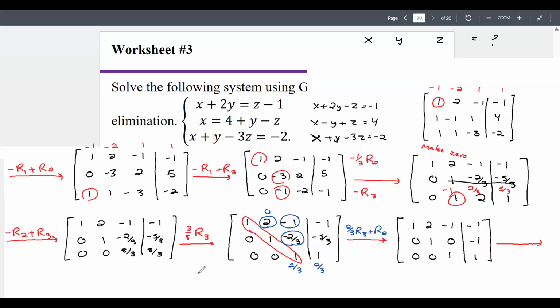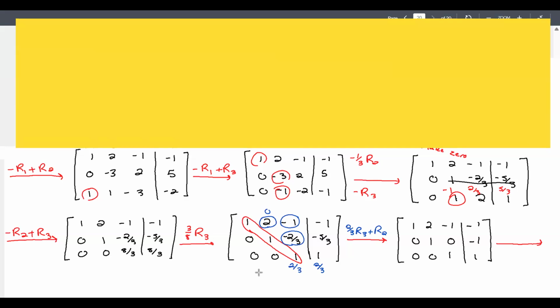So we're going to do yellow up here, just so we know we're doing a continuation. This can take quite a bit of time to do. So moving up here, we currently have 1, 2, -1, -1, 0, 1, 0, -1, 0, 0, 1, 1. So at this point, we just want to make this 2 and this -1 both zeros, and then we are set.